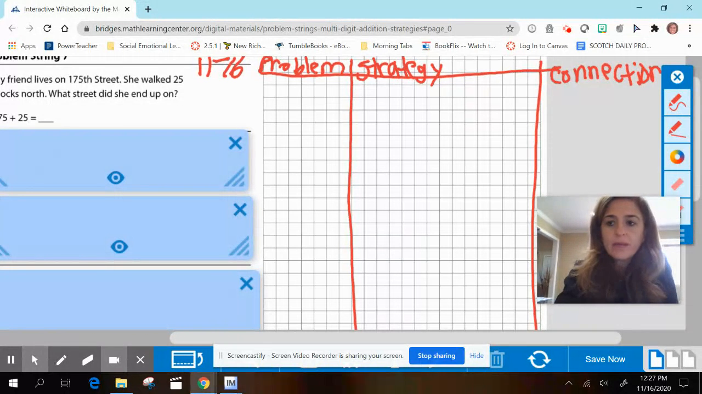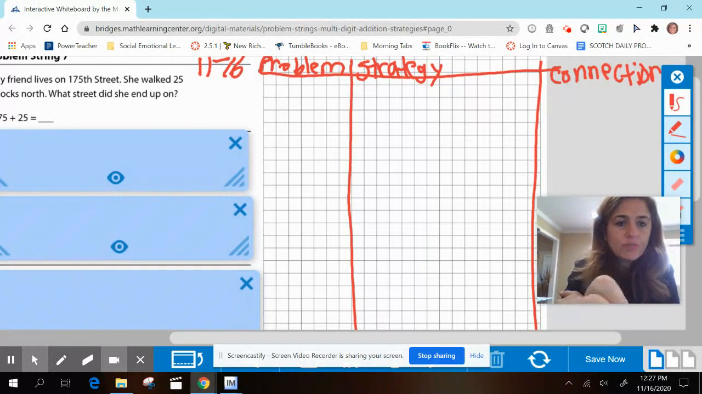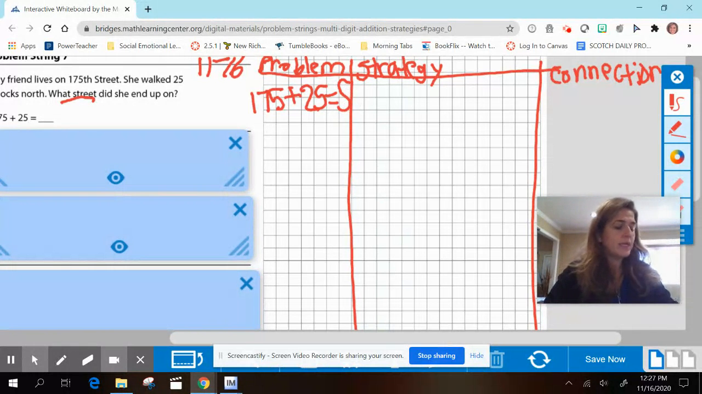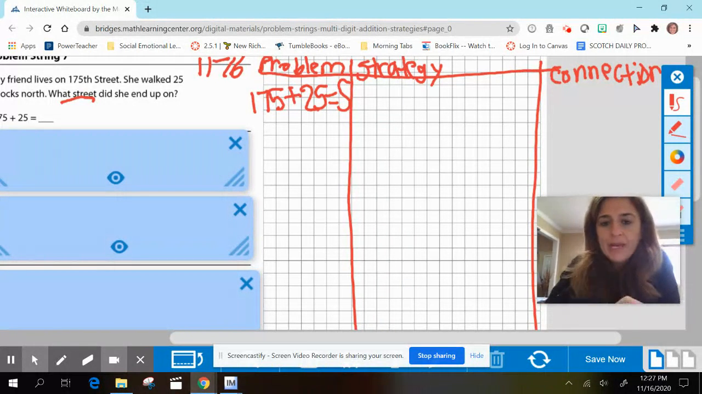So you can tell this problem is an addition problem. So the starting position is 175, and then she goes another 25 blocks equals, they want to know what street. So I'm going to put S for what street. So I know in the past we've worked with ratio tables. Today, we're going to use an open number line.